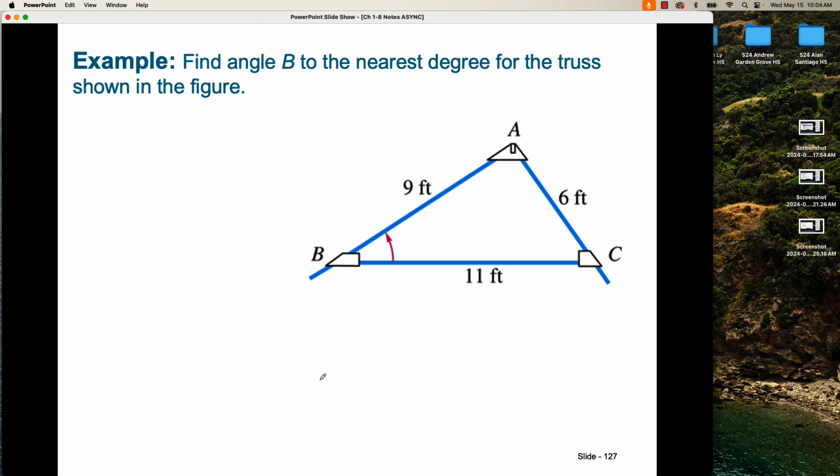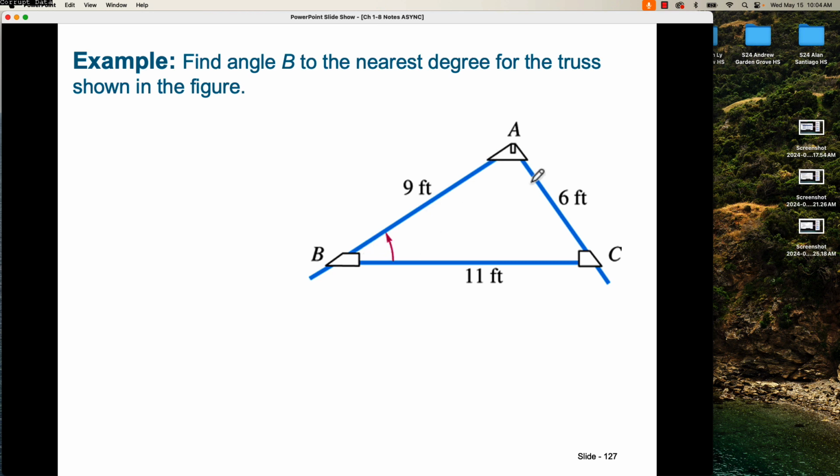Example: find angle B to the nearest degree for the truss shown in the figure. Okay, anybody studying engineering, you're going to have a lot of work with truss examples, especially in your statics class. So what we've done is taken this truss right here and formed a triangle. We can see that it is an oblique triangle.